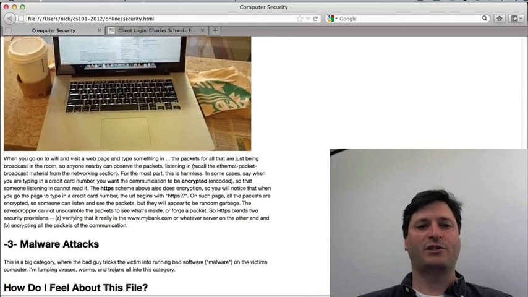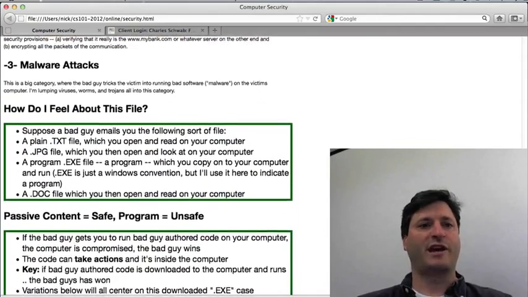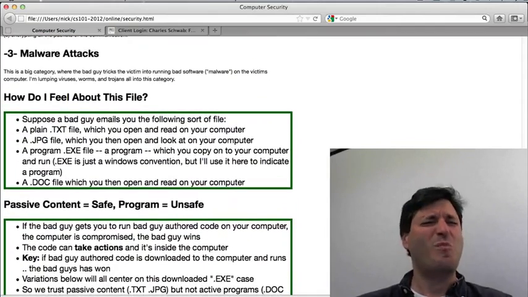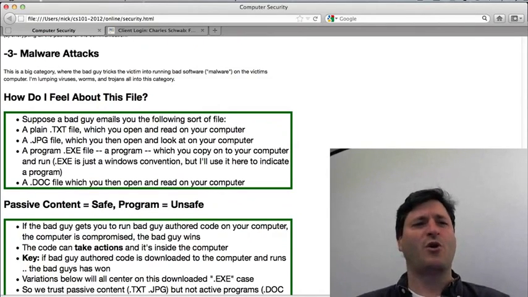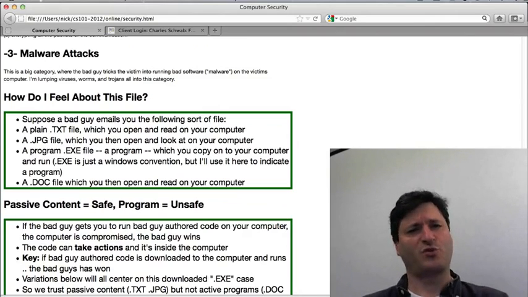So now I'll talk about this big third category, which I'll just put under the term malware. Malware just means basically software that's trying to do something bad to you. So I'm treating this very broadly. I'm lumping viruses and Trojans and worms all into this category, and I'll just talk about them broadly.